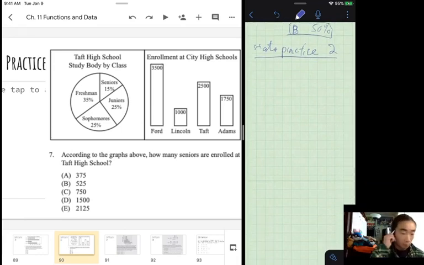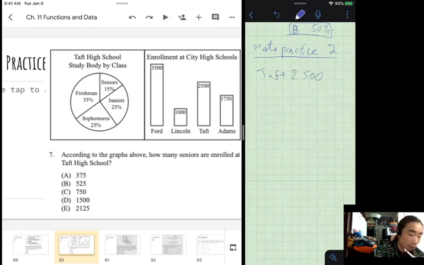Okay. So I'll start working on this. According to the graph above, how many seniors are enrolled at Taft High School? Notice we have a bar graph on the right. We have to find Taft. So Taft originally, its student population, like everybody, freshmen, sophomores, juniors, and seniors, is 2,500. That's what the right bar graph tells us.